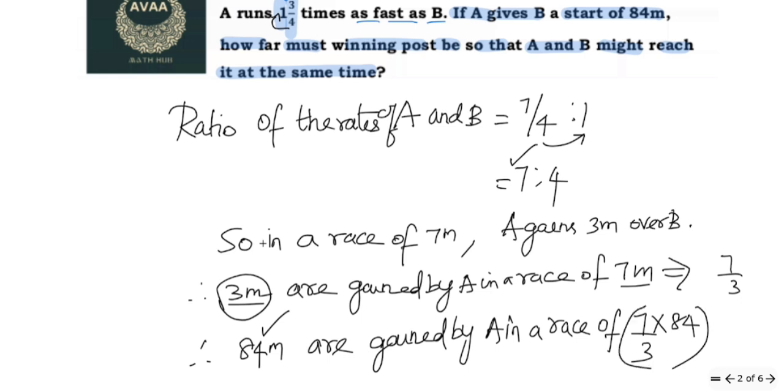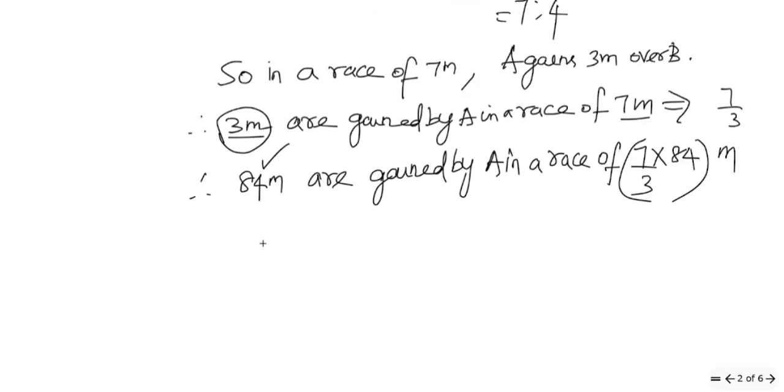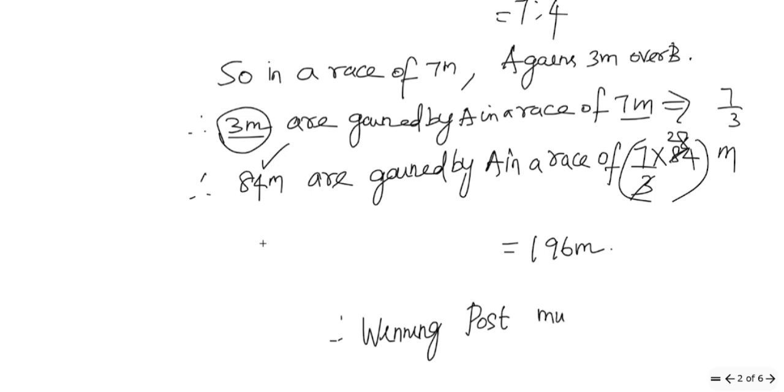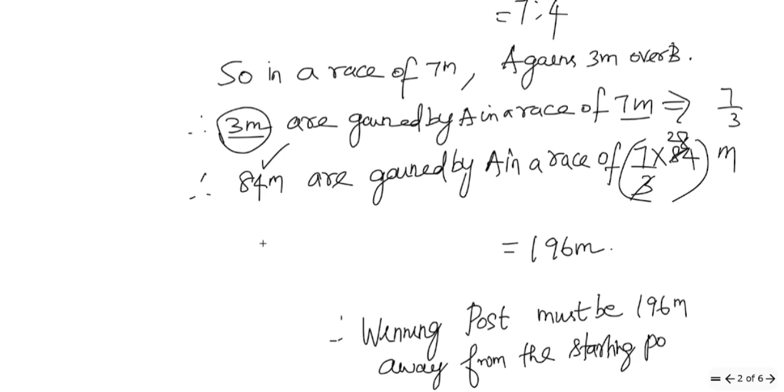So now here we will be multiplying with 84. So if we simplify as much as we can, we are getting 196 meter. Here 3 goes into 8 2 times and then 24 is 8. If we multiply that, we are getting 196. Now, we need to conclude winning post must be 196 meter away from the starting point.